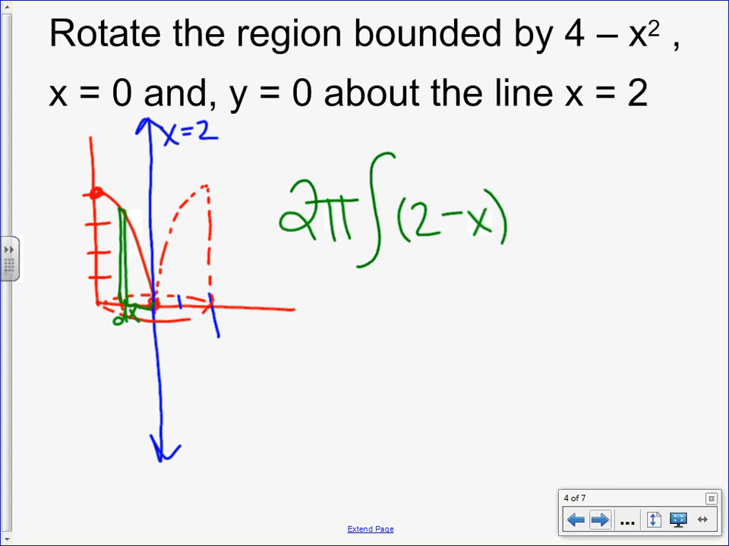The height of our rectangles would be what? 4 minus x squared. 4 minus x squared minus 0, right? Top minus bottom, we don't need to write the minus 0. Our thickness is dx. So we have 2 pi r h times our thickness. We're summing all of these shells up from 0 to 2, because those are our x values that our region covers.